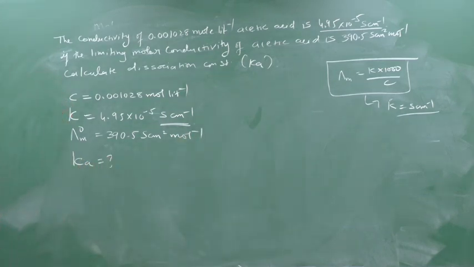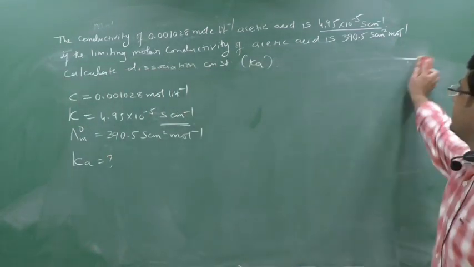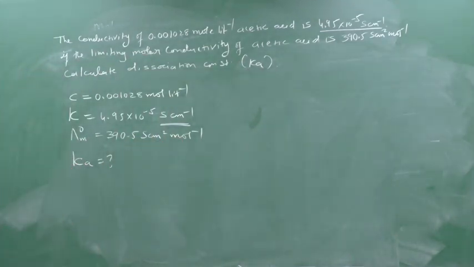See here now. Clear? So I hope you understood this. Just now you determined the value of Ka. We have used two formulas. From Ka, we have derived one equation.